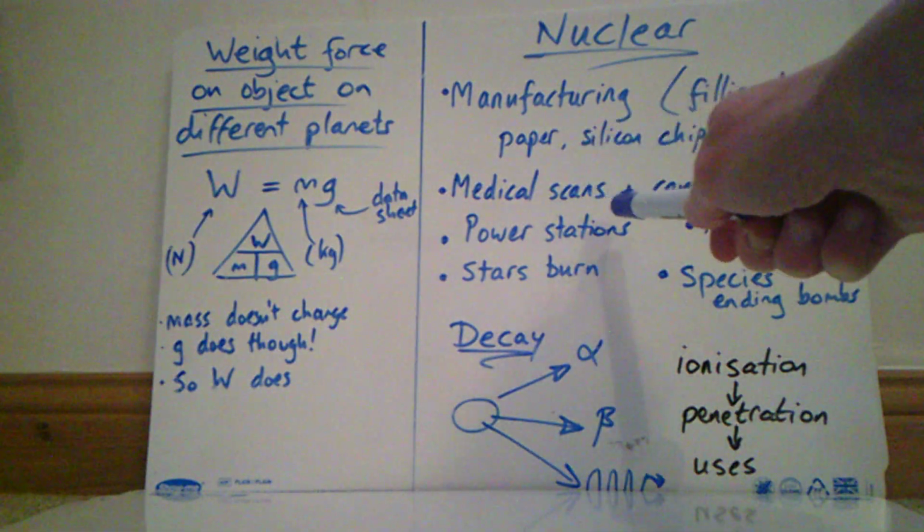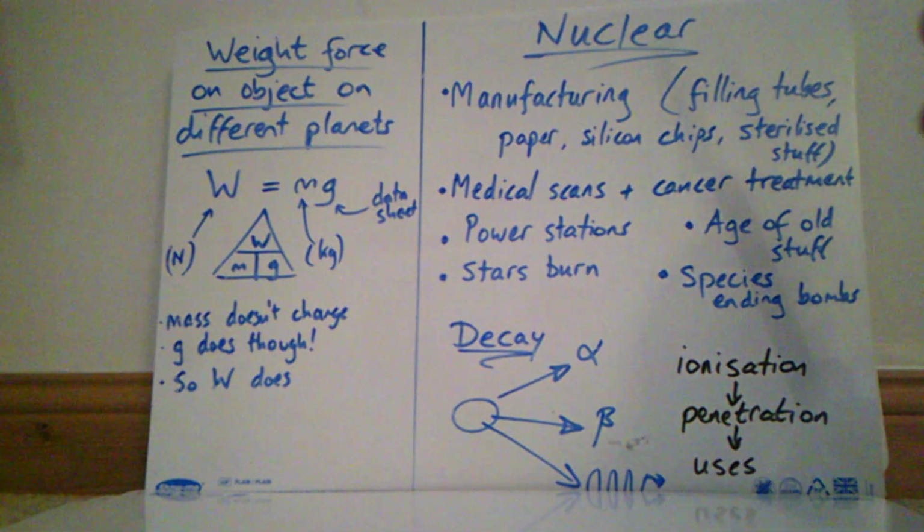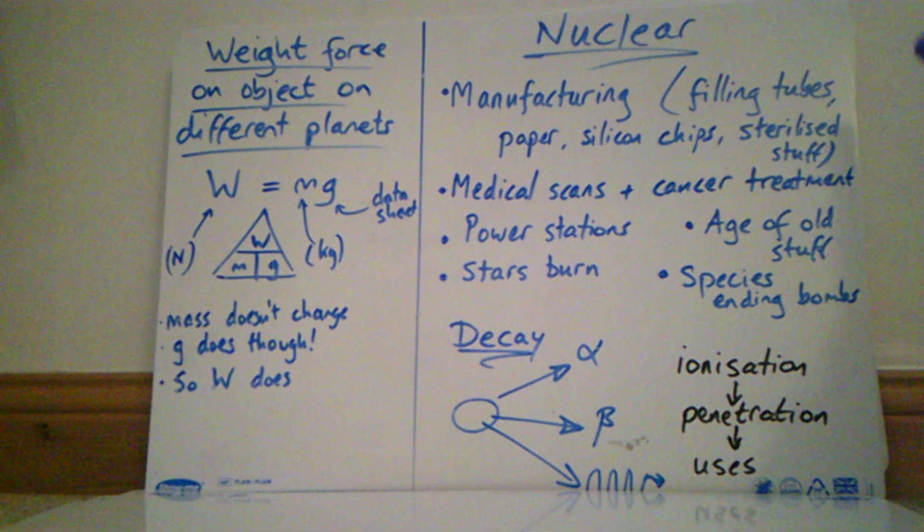Medical scans, cancer treatments, power stations, nuclear processes, how stars burn. It's also how we age old stuff. If you've ever wondered, when some old stuff has been dug out of the ground, how they know with such precision how old it is, it's because of radioactive dating. And of course, nuclear bombs are a use of nuclear processes.